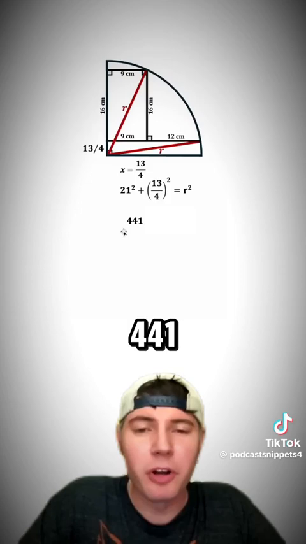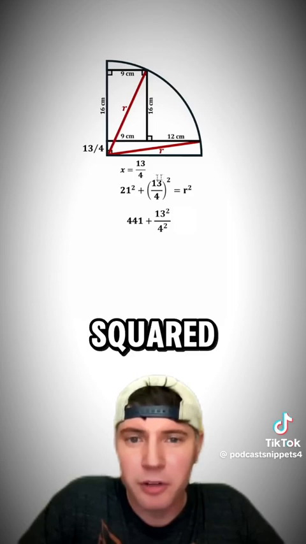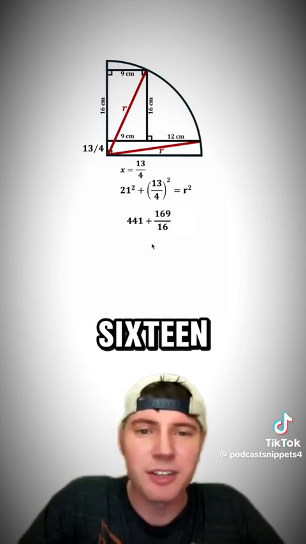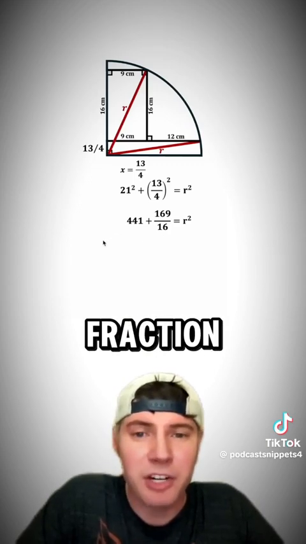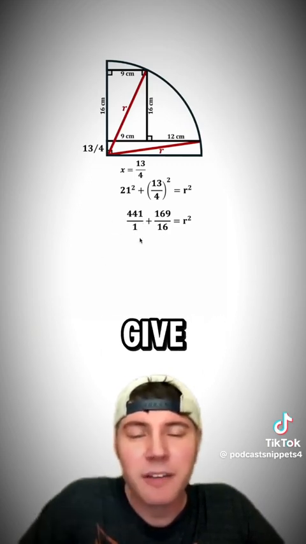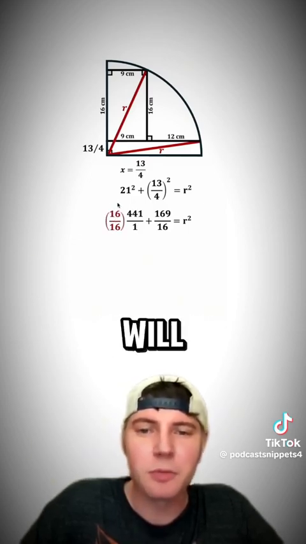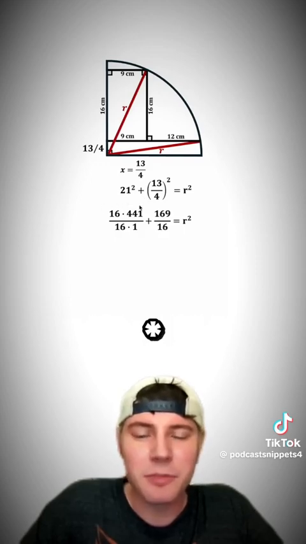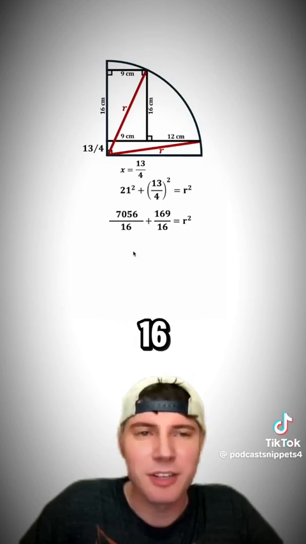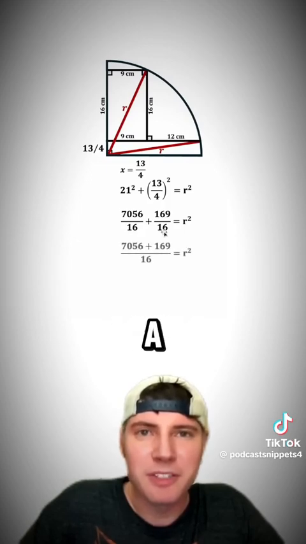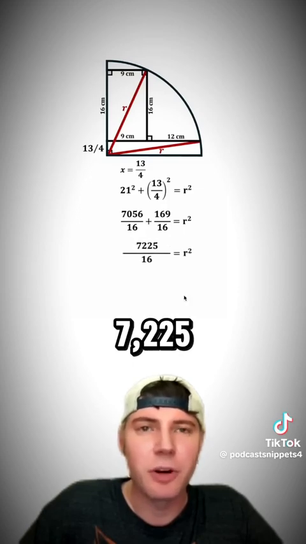21² is equal to 441, and this (13/4)², that's the same thing as 13²/4², which is equal to 169/16. And then we can copy down the r². In order to add these two, let's make this 441 a fraction by doing 441/1. To give them a common denominator, we can multiply top and bottom of this by 16. And both of these 16s will just hop right over to the fraction. 16 times 441 is equal to 7,056, and 16 times 1 is equal to 16. And now that these have the same denominator, we can write them as a single fraction. And 7,056 plus 169 is equal to 7,225.